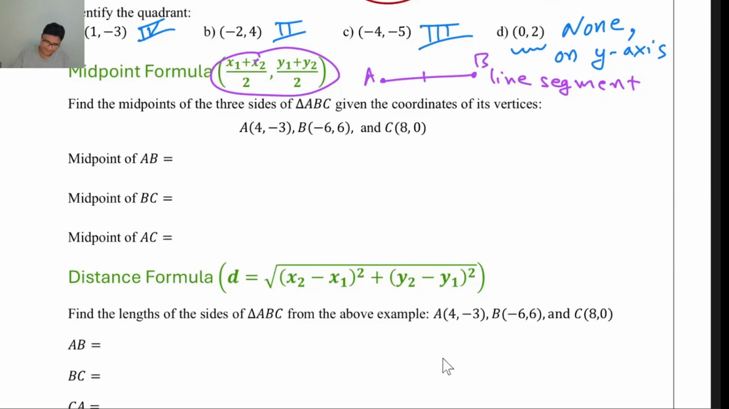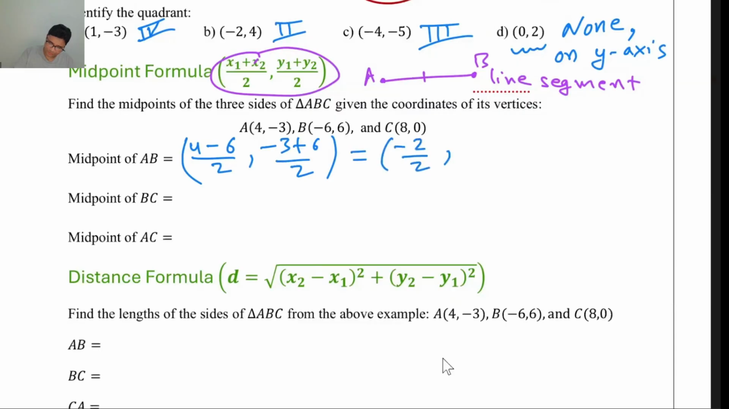Okay, so here is a practice problem. You have these 3 points and find the coordinates of the midpoint. I will do the first one. Midpoint of AB. A is here, B is here, would be 4 plus, let me directly write, 4 minus 6 over 2 and minus 3 plus 6 over 2, right? And you can simplify that. Minus 2 over 2, 3 over 2, or you would say negative 1, 3 over 2.